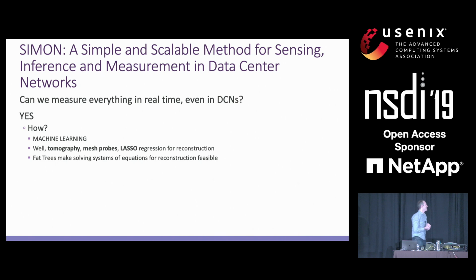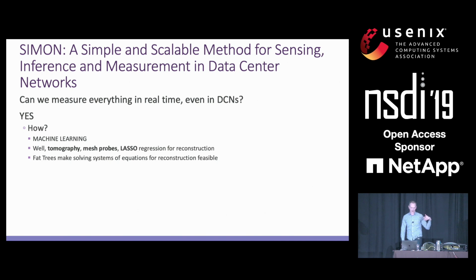Machine learning, yes. So there's a whole bunch of things that are actually coming into play here, some of which are machine learning. There's tomography, which is essentially solving a system of equations where you measure certain paths, and between the link segments that overlap, you can essentially solve and assign properties to each link segment through that system of equations. There's probes that allow you to do that. There's lasso regression to reconstruct state from the network based on those measurements.